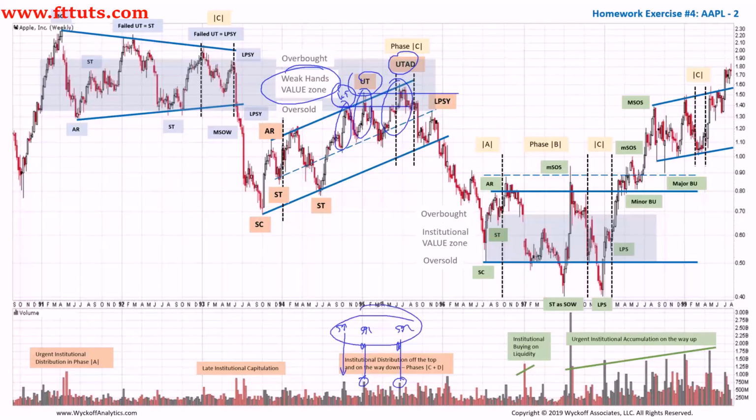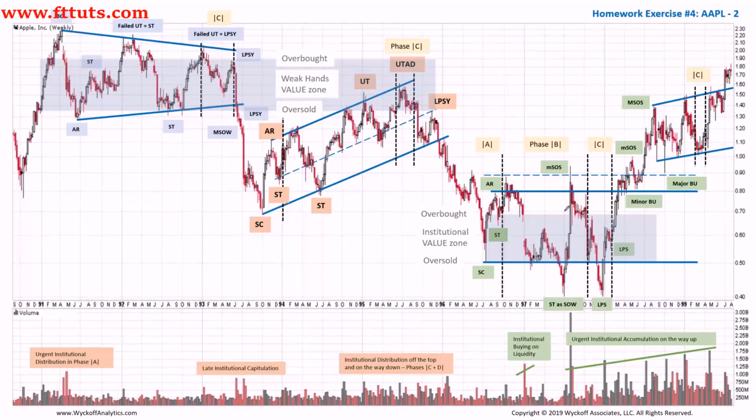And institutions know that for them, the bias is to the downside, and they know that at this point in time, this is an overbought condition, and they are looking for short-term liquidity, which is being created by weak hands, by the excitement of weak hands, and they just sell into this excitement. So that produces more selling and so on and so forth.